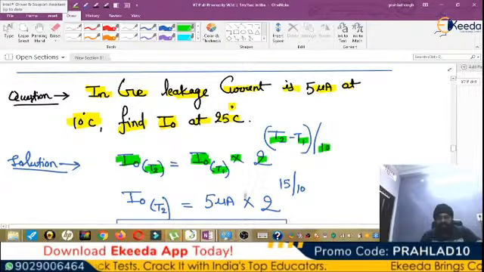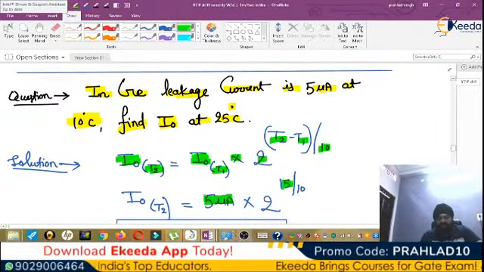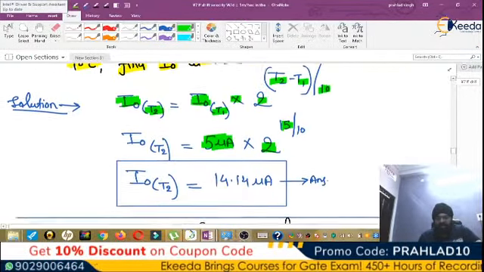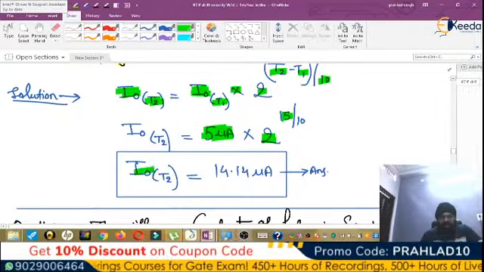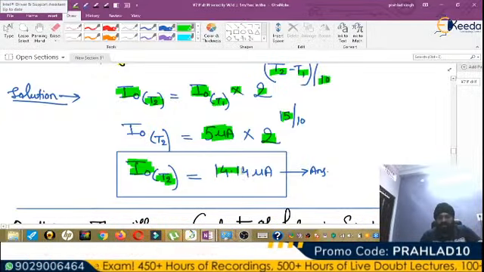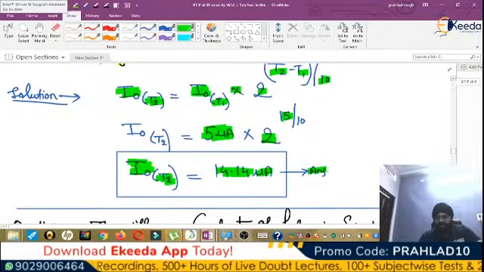So T2 minus T1 is given here, 15. So it is 5 microampere into 2 to the power 15 by 10, and it is equal to 14.14 microampere. So the leakage current at temperature T2, right? It is 14.14 microampere. It increases with the temperature.